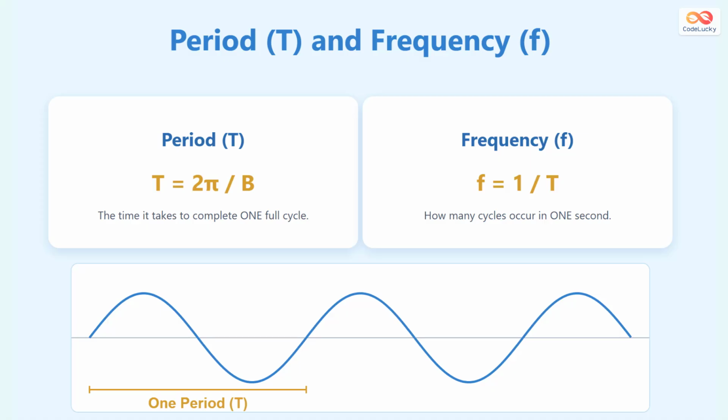Next, we have period and frequency. The period, T, is how long it takes to finish one full cycle. Frequency is the inverse. It tells us how many cycles happen in 1 second. In our equation, the value b controls this. A higher b value means the wave oscillates faster.